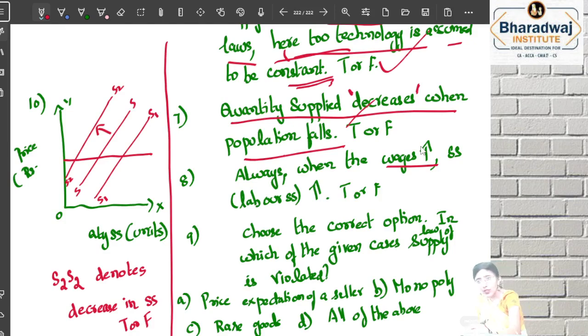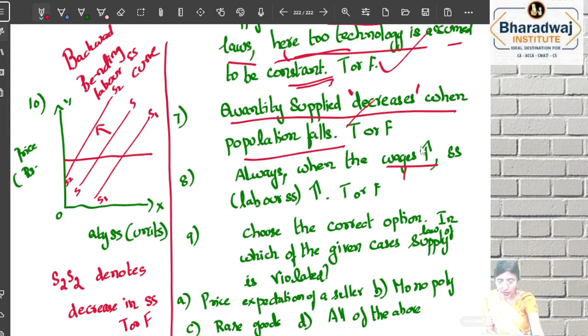Well, you forgot everything, no? Backward bending labor supply curve. What is the meaning of it? Please note. Up to a certain extent, when wages increase, labor supply will increase, because wages are an incentive, a motivation for the laborer. But beyond a point, it will be like this. If you see the curve, up till this it will be directly related. After that, it is backward bending.